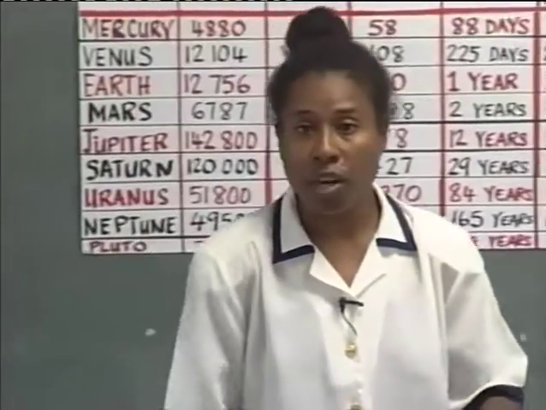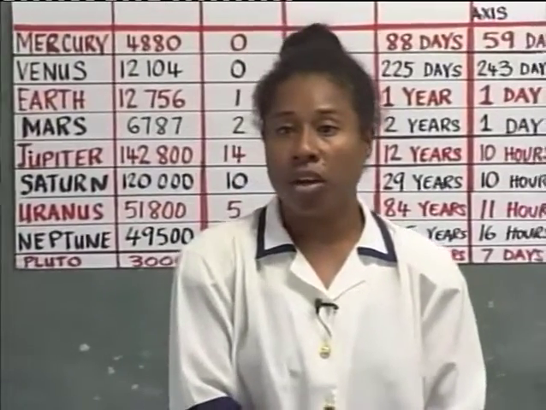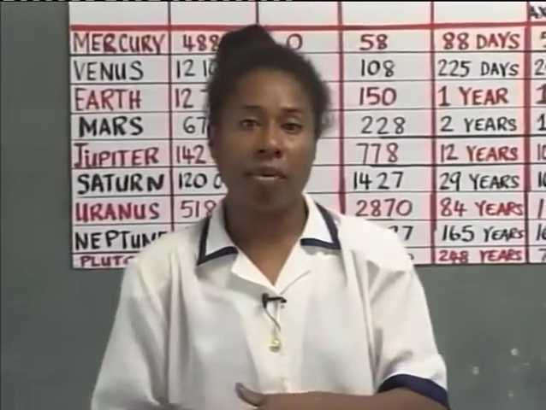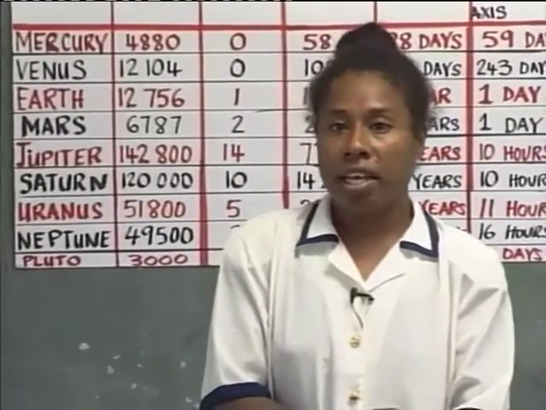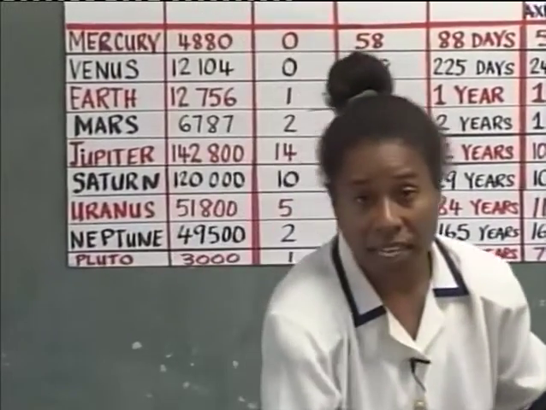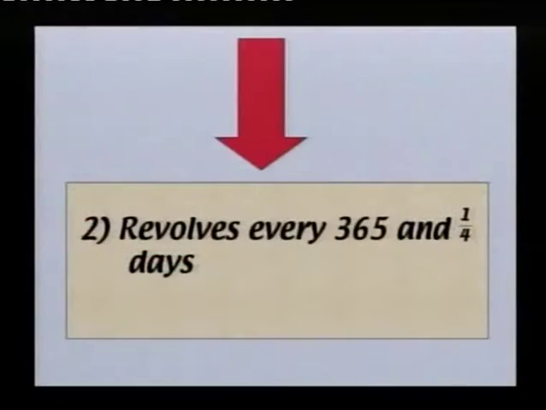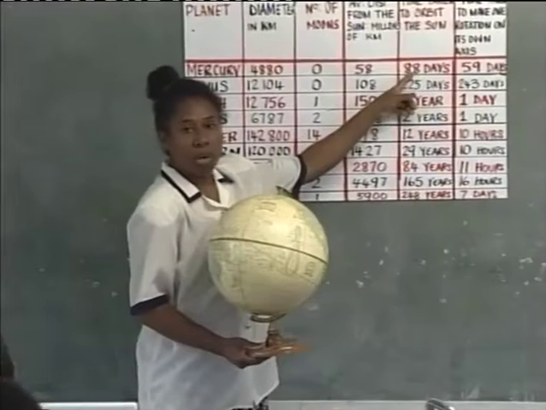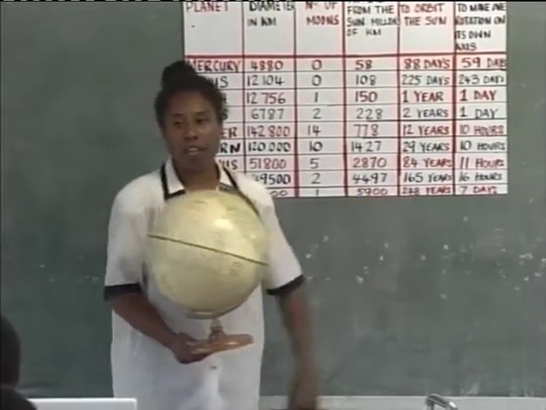Okay, for us to move on, we are going to look at the next movement. I'm not going to explain it in detail because I'd like us to cover that in our next lesson. But generally, the second movement that the Earth does besides rotation is the movement of revolution. The Earth revolves every 365 and a quarter days around the sun. We have already made a comparison when we looked at the other planets and how long it takes them for a complete revolution.